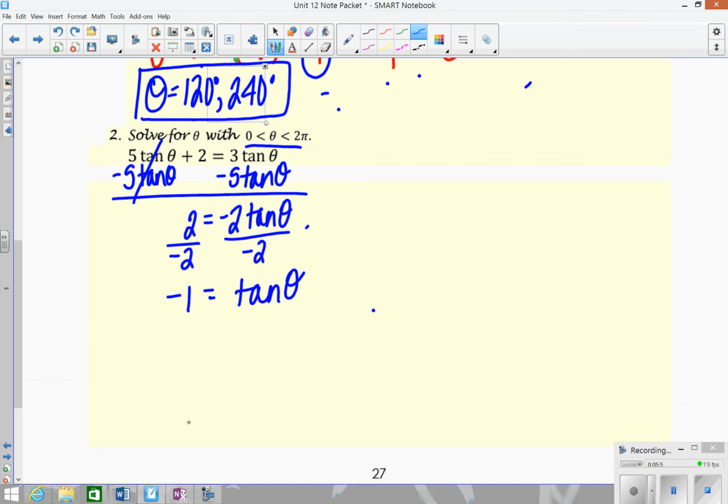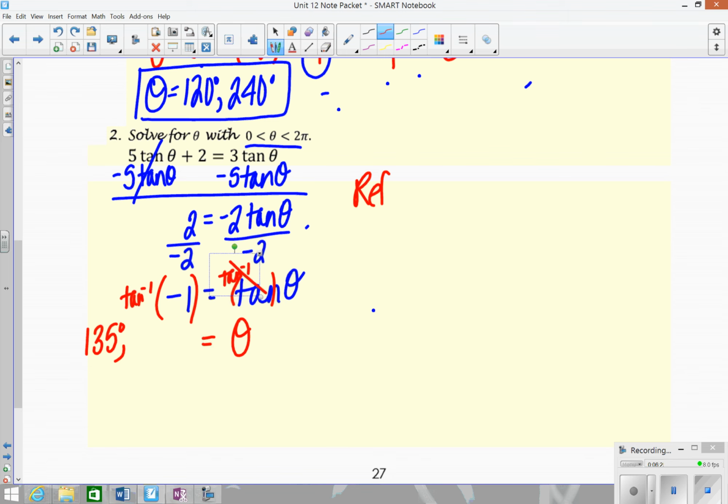So now what you need to do is find the inverse tan of both sides, because you need to get theta by itself. So you're going to do tan inverse of both sides. So those cancel and we're left with theta. And when you put this in your calculator, you would get 135 out. So we have to figure out what's the other angle. So that's where the reference angle comes into play.